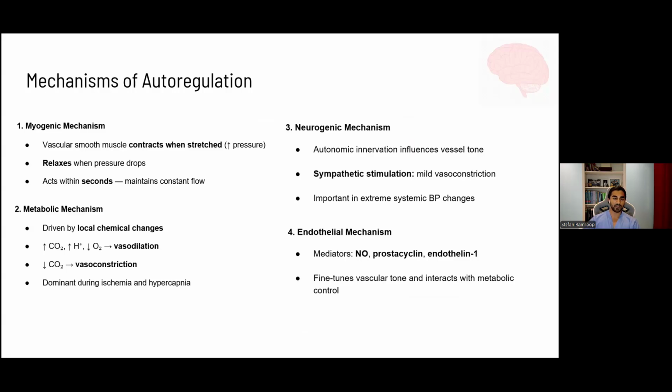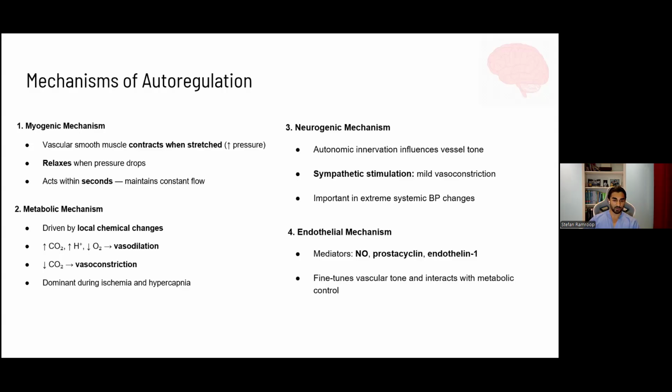So how does the brain maintain its autoregulatory states? There are four different mechanisms: myogenic, metabolic, neurogenic, and endothelial. Myogenic is the vessel wall's direct mechanical response to pressure. When arterial pressure rises, the smooth muscle in the wall stretches and reflexively contracts to prevent overdistension. When the pressure drops, that muscle relaxes to allow more blood through. This happens within seconds, and it's the fastest form of autoregulation by the brain.